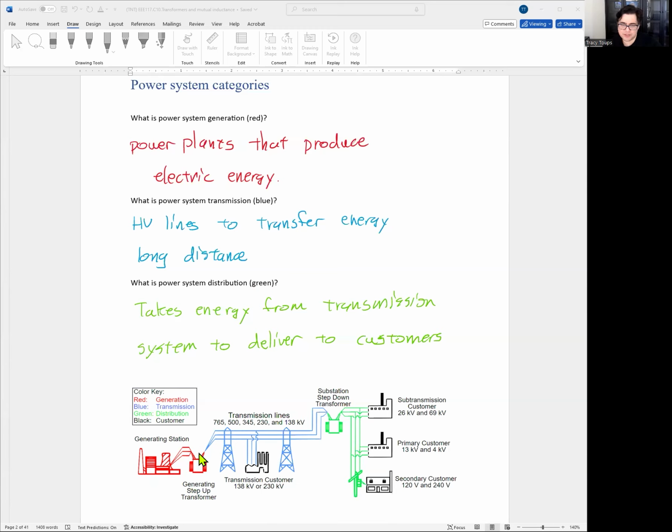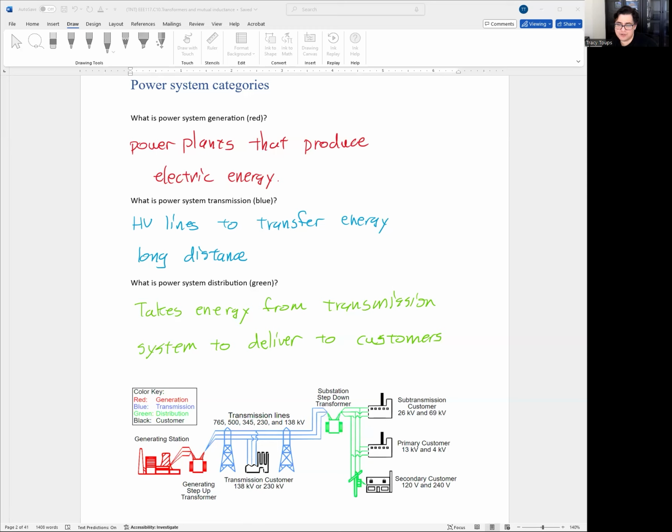Once it produces electric energy, it needs to travel a long distance to the customer. Generation plants are typically built 50 or 100 miles away from major cities for safety reasons, it's cheaper, and it won't bother people as much. So we need some type of interstate for the electricity to drive on, and that's your transmission system, in blue. These are high voltage lines that transfer energy between cities, or from the remote generation station to the major cities and customers.